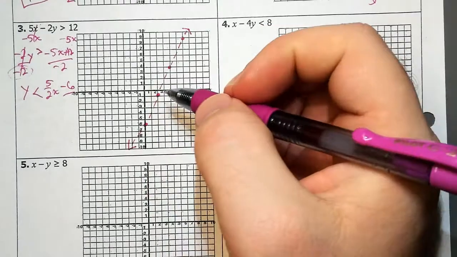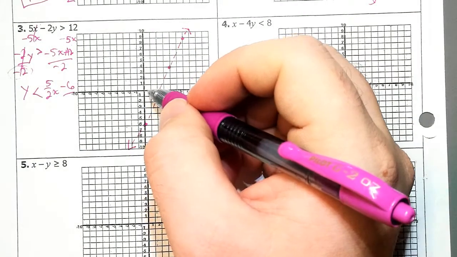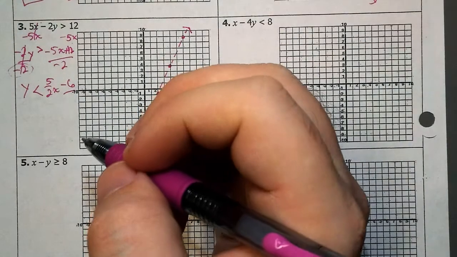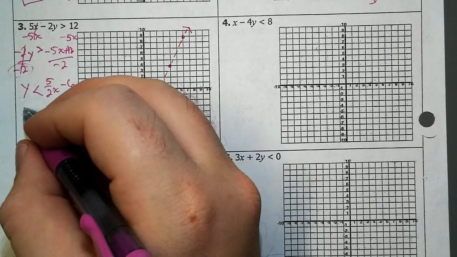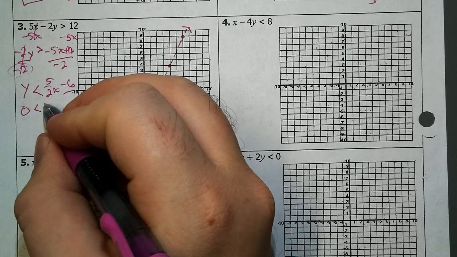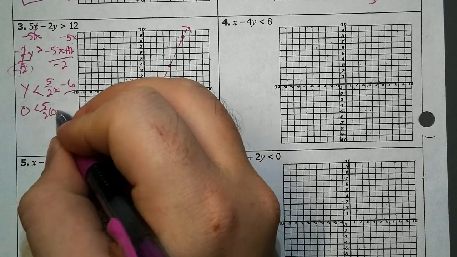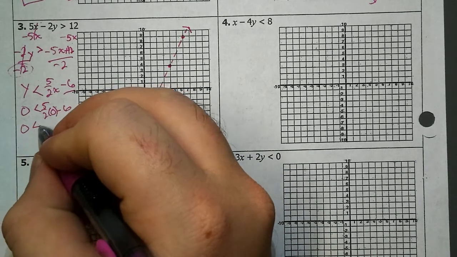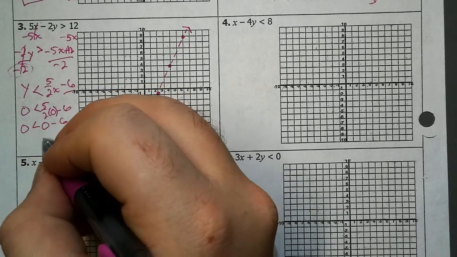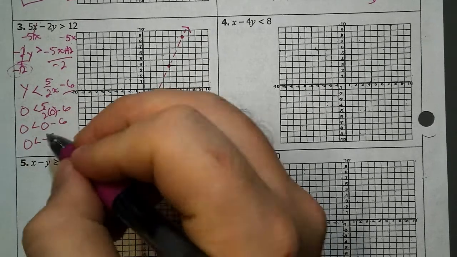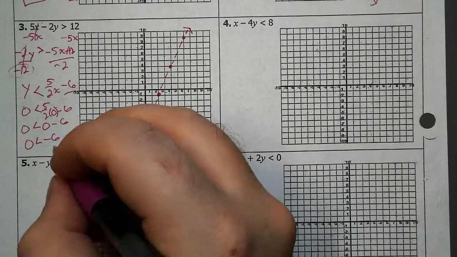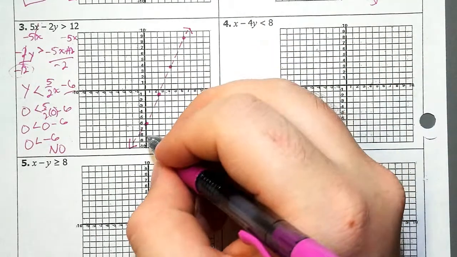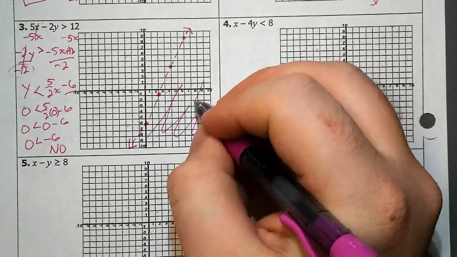Now, I look and I see 0, 0 is not a point on that dashed line, so I can use it. So when I plug it in, I get 0 less than 5 halves times 0 minus 6. 5 halves times 0 is 0. 0 less than 0 minus 6. 0 minus 6 is negative 6. So is 0 less than negative 6? No. So we're not going to bubble in the side with 0, 0. We're going to bubble in this other side. These are our solutions over here.